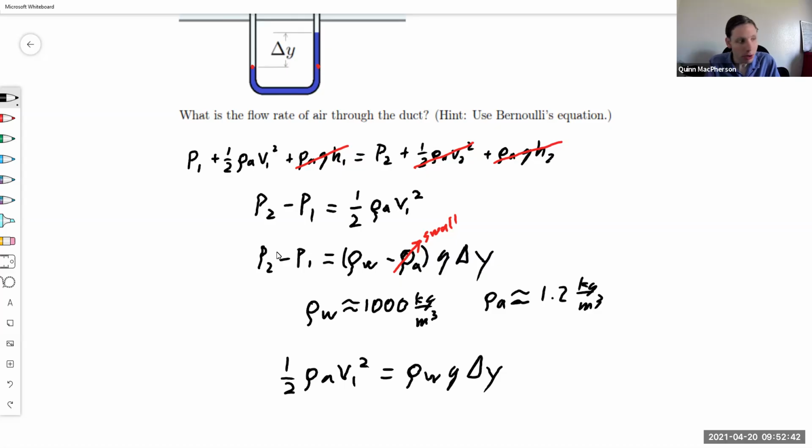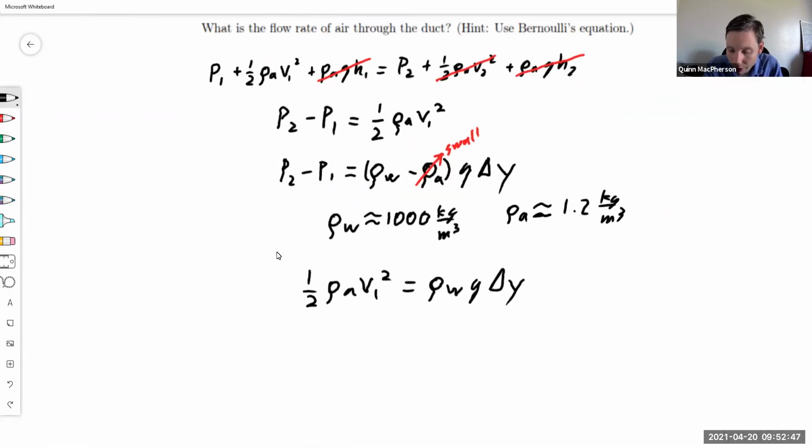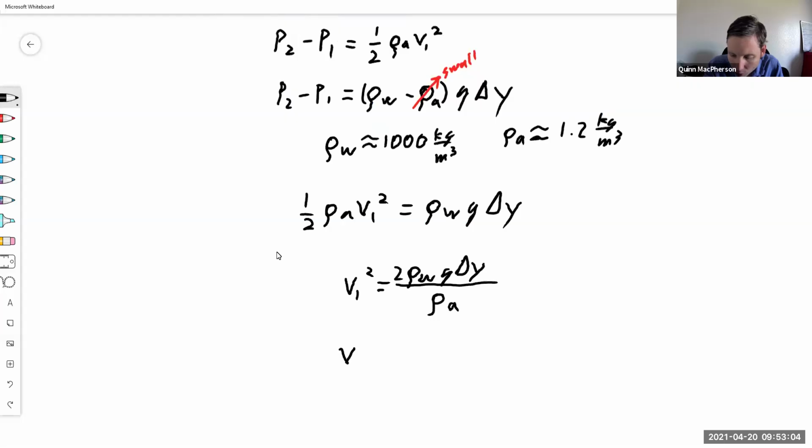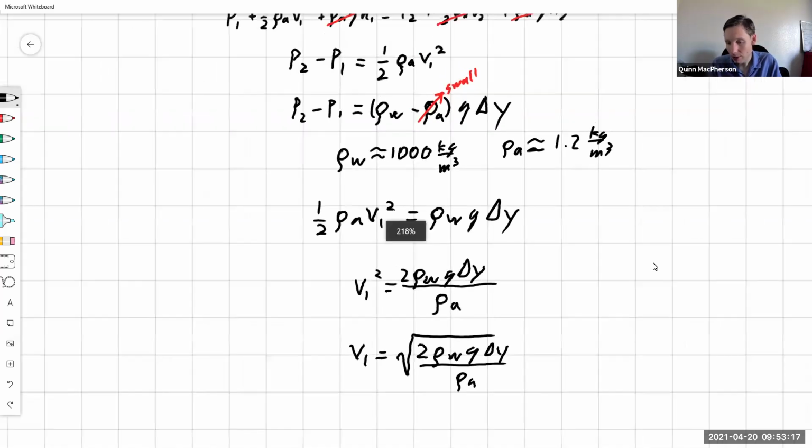Okay, we can then solve for V1. We're trying to find the velocity of air in the duct. V1 squared is equal to rho water g delta Y times 2 over rho air. We can then take the square root of both sides, so we get V1 is equal to the square root of 2 rho water g delta Y over rho air. Okay, so we're doing real good. We've got the velocity of air in the duct.